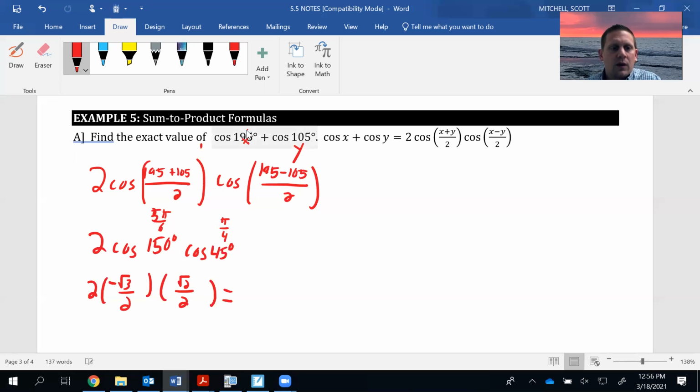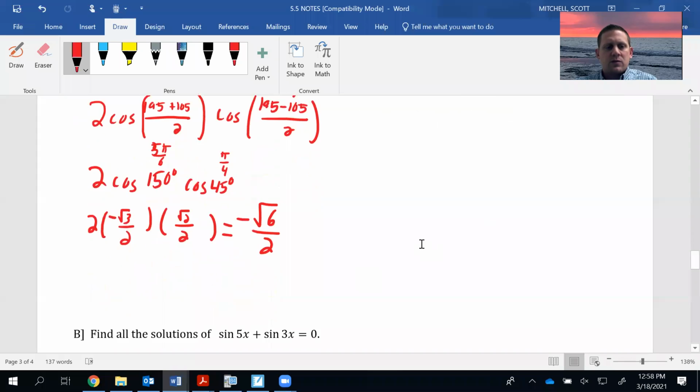All right. So now it's just time to multiply it out. So these 2's can cancel. All right. And then you're going to have a negative square root of 6 over 2. And that's your exact answer.